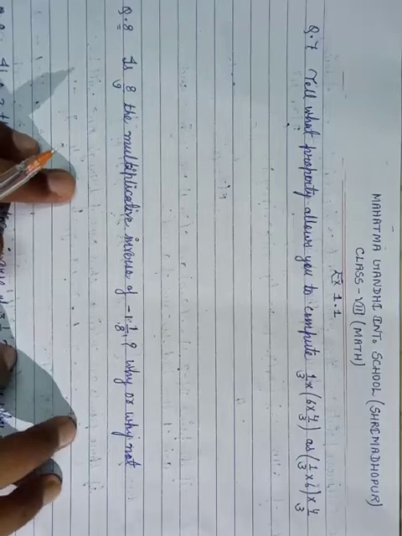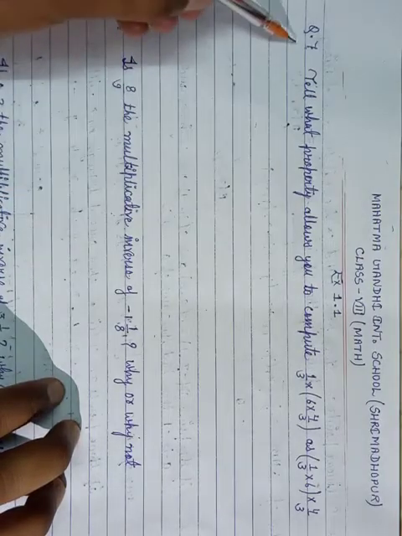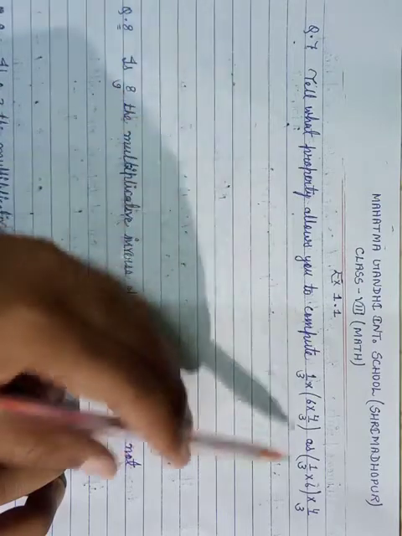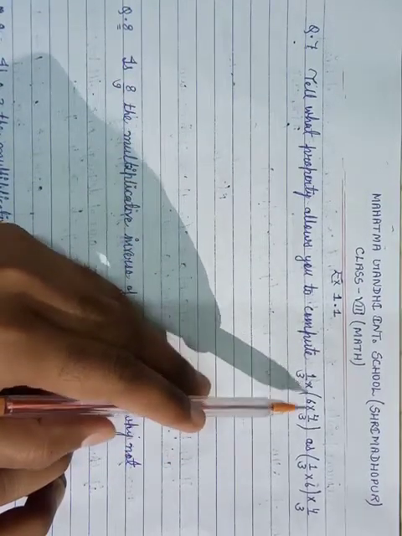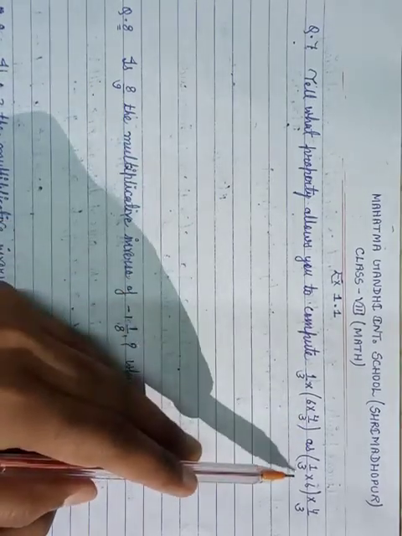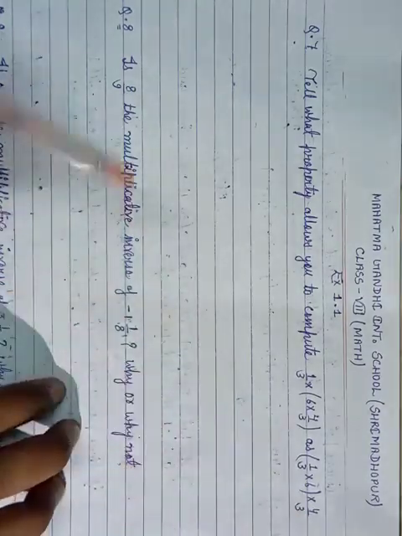Hello students, in this video we will solve the next questions of exercise 1.1. Question number 7 is: tell what property allows you to compute the given calculation. 1/3 × (6 × 4/3) = (1/3 × 6) × 4/3.